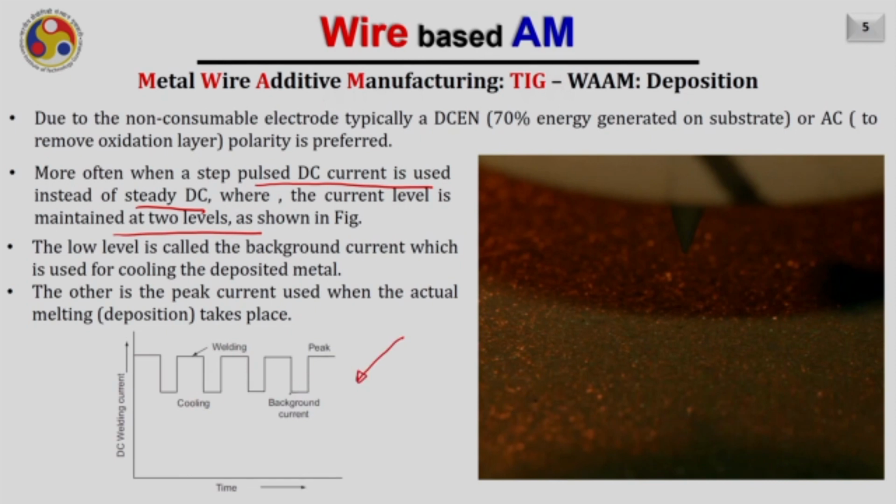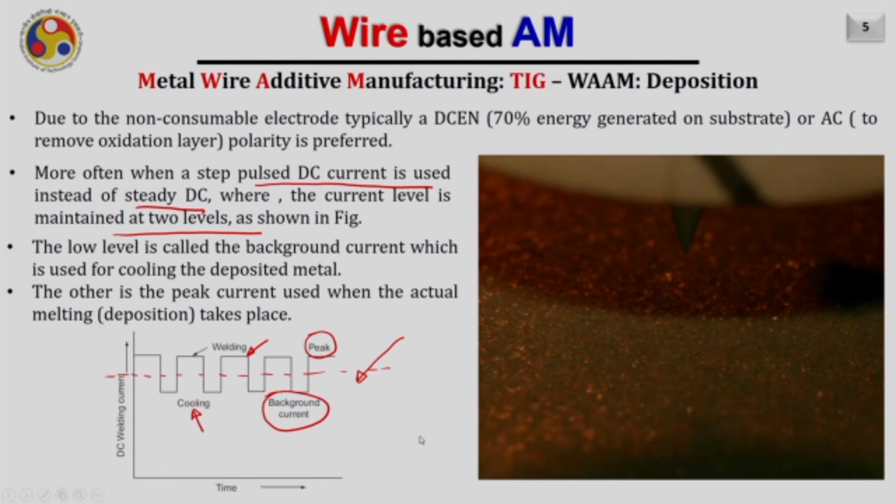The low level is called the background current and the high level is called the peak or welding current. The low level is used for cooling the deposited material, and the high level, the peak current, is used when the material is actually deposited. In this way, we can maintain an average current or average power, as current is directly proportional to power, very stable and very low, and as a result the heat input will be quite low.